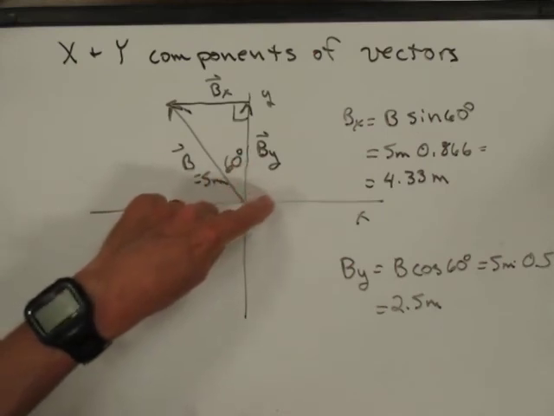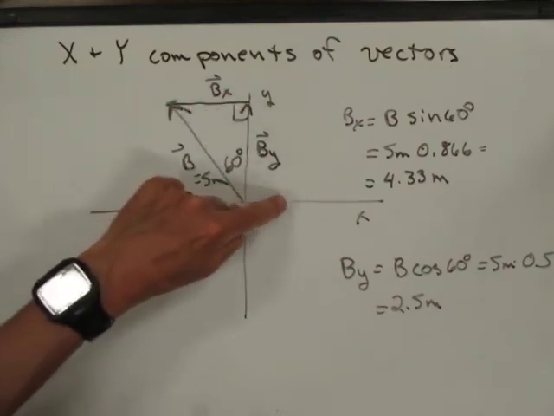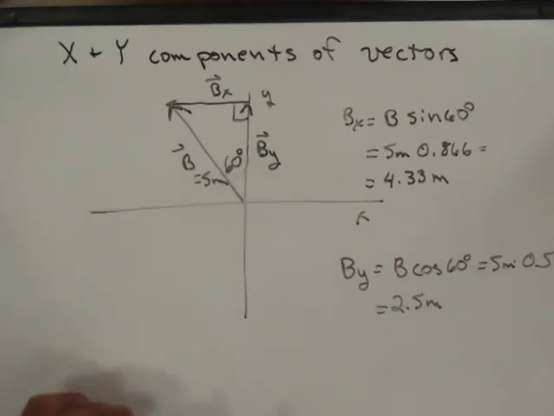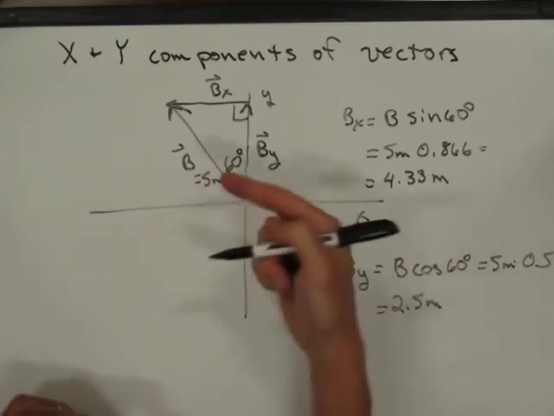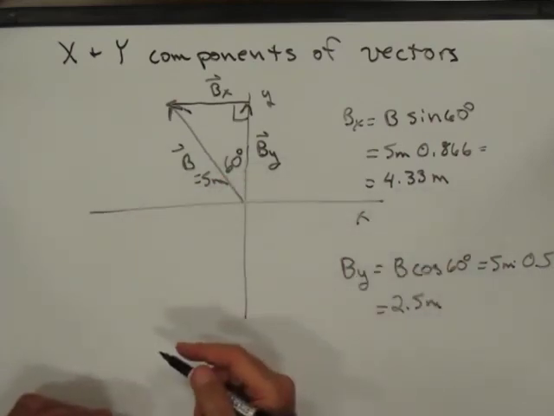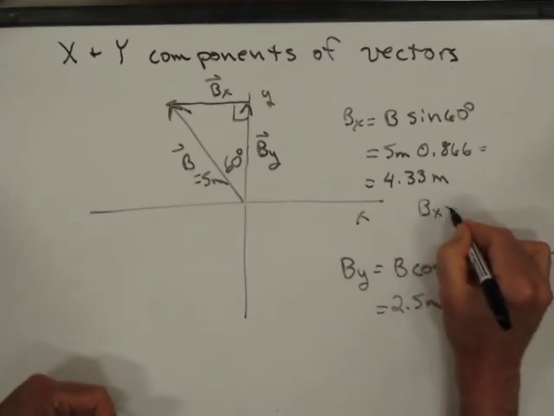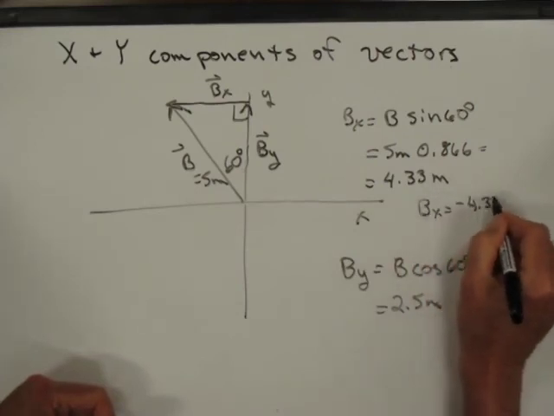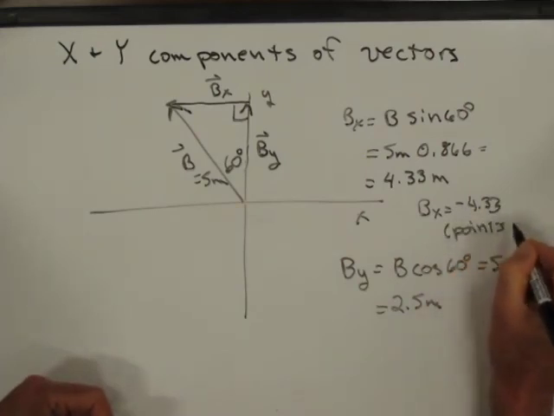Notice I'm always just treating this thing as a triangle. I'm not worried about the total angle from, say, the x-axis over to the vector. If I was going to write this as a vector, I'd have to indicate that it's pointing in a negative direction. And so here I might say Bx is equal to minus 4.33, since it points in the minus x direction.